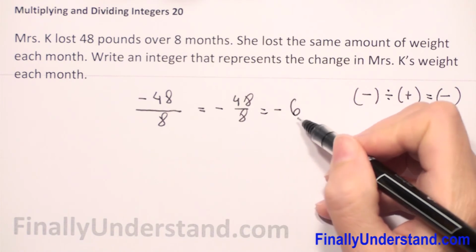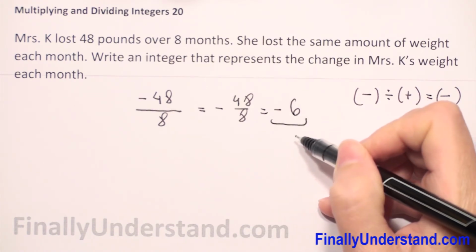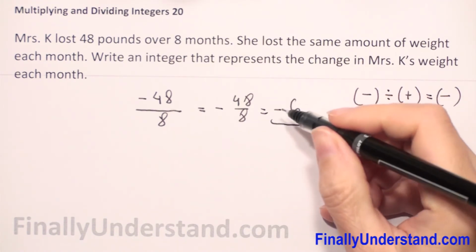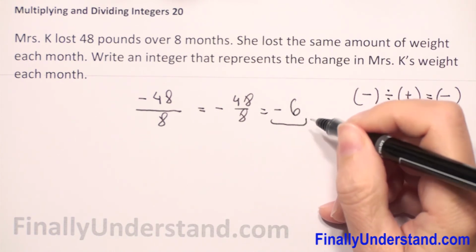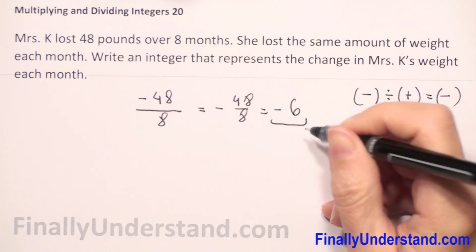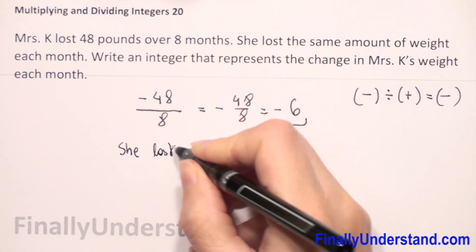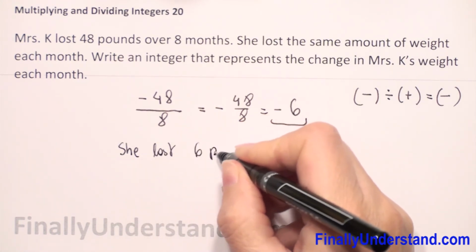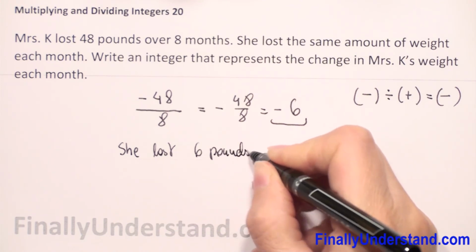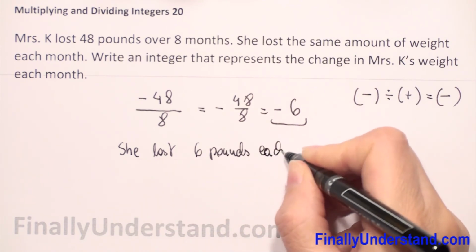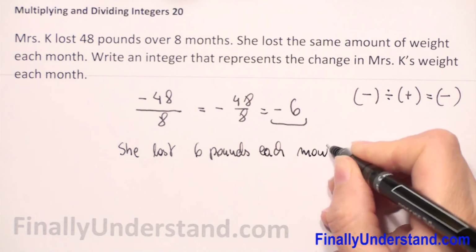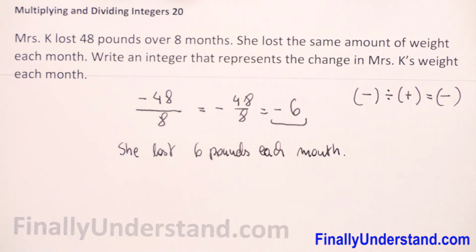Because we have a negative number, negative 6, it means that she lost 6 pounds each month. This is my solution.